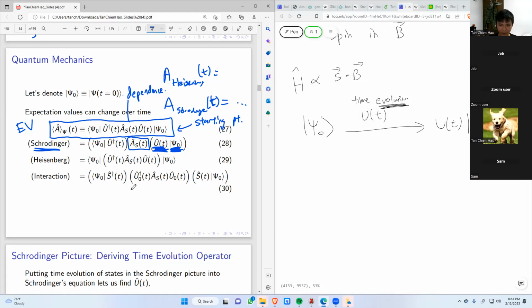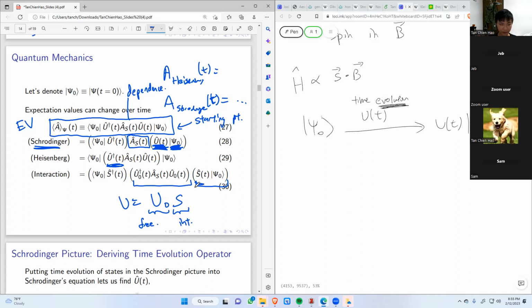And later we'll see, if we want to do the interaction picture, it involves splitting up this U operator into U naught and S, where U naught is time evolution under the free Hamiltonian. We'll talk more about that later. S is the interacting part. I'll have an explicit expression for S later, but it's roughly referring to the interacting part. So this is the free part and the interacting part. The interaction picture tells us that the operator evolves under the free time evolution, whereas the state evolves under the interacting time evolution.